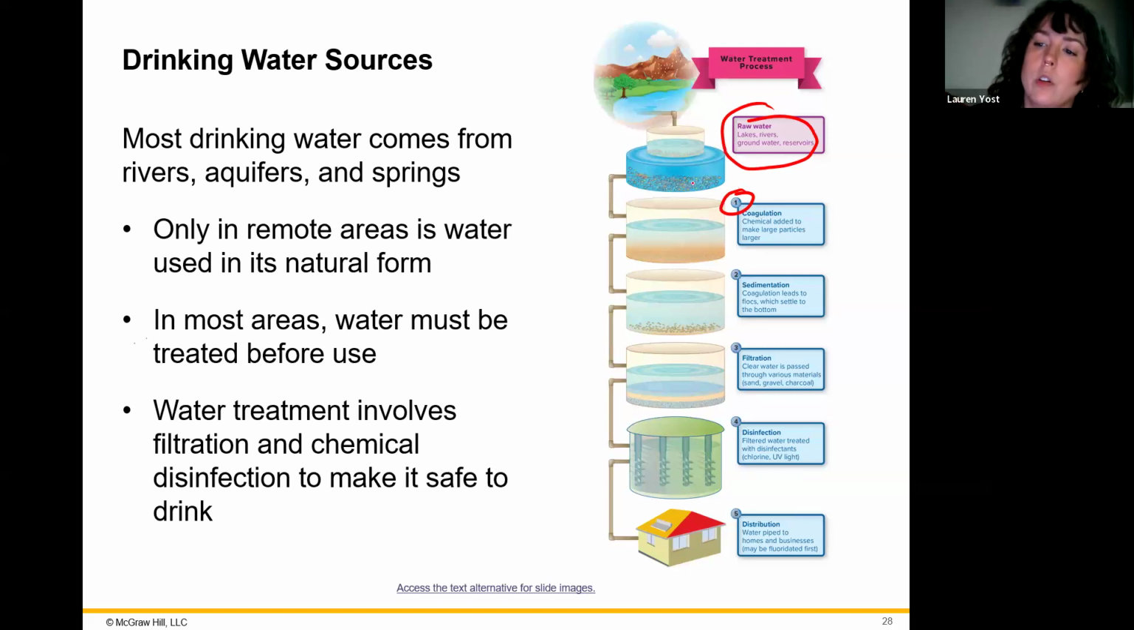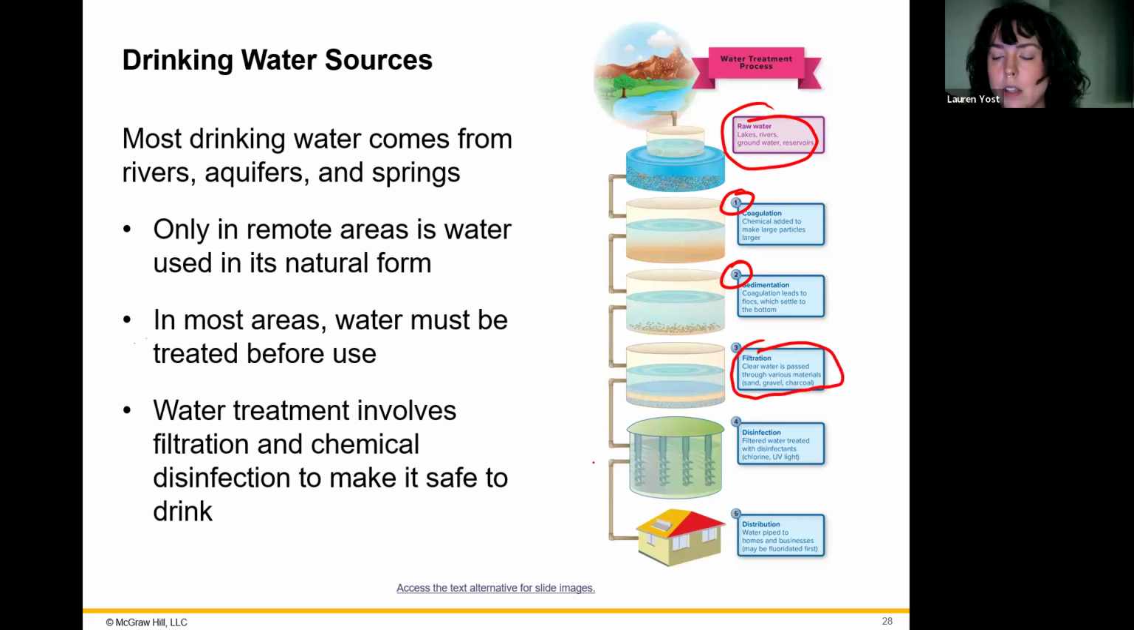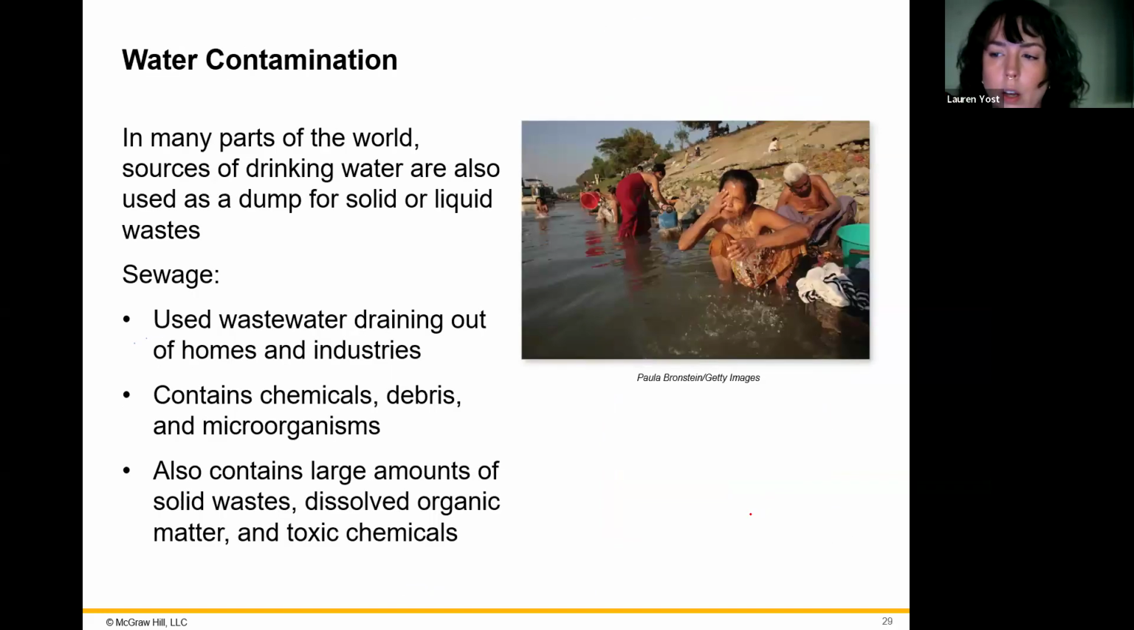And then as it coagulates and settles, we're going to remove the water from the settled material. Then we're going to filter that water through sand, gravel, charcoal, and things like that. And once that is filtered enough to remove enough material, then we will disinfect it with things like chlorine and UV light. And that will be distributed to your home or stored for later use, like water towers or whatever.